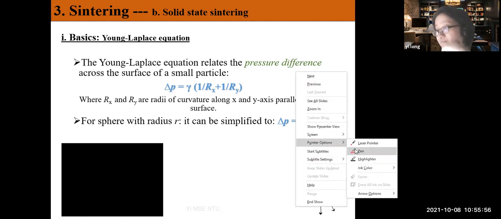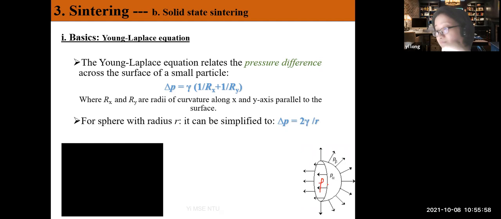Which side is bigger? This is P outside. Yes, inside is bigger, right? Thanks, JR. So inside is bigger, so you will have a pressure difference. This pressure difference, delta P, equals P inside minus P outside.